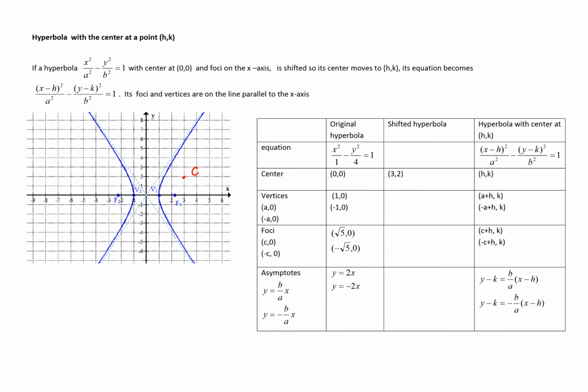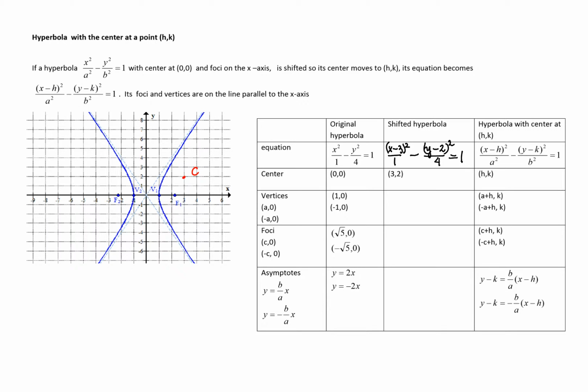How will the equation change? How will the coordinates of the foci and vertices change? Since we are moving 3 units to the right, we'll have to replace x with x minus 3 in our equation. So we'll have x minus 3 instead of x, divided by 1. And then we are moving the graph 2 units up, so we have to replace y with y minus 2. These are the only changes to the equation that will occur.